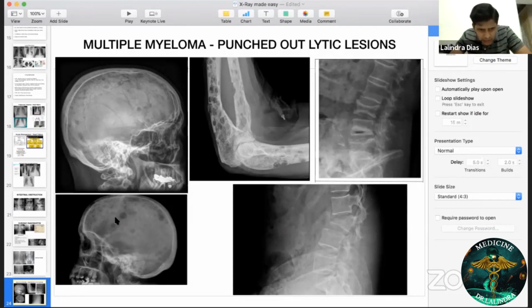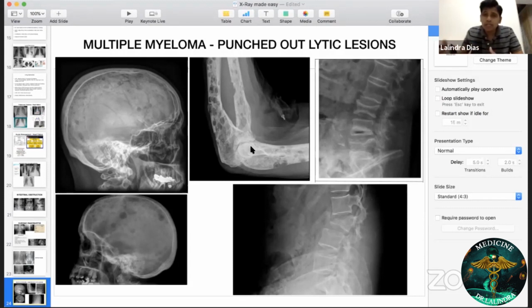See the next skull X-ray? It's a better one. You can see these multiple black-colored holes. These black-colored holes are called lytic lesions. You call them punched out lytic lesions. You can get that in the skull. You can get that in upper limb bones, like the humerus, and in the radius and ulna. Can you see this patient in the humerus and also in the radius and ulna? The patient has got these multiple lytic lesions.